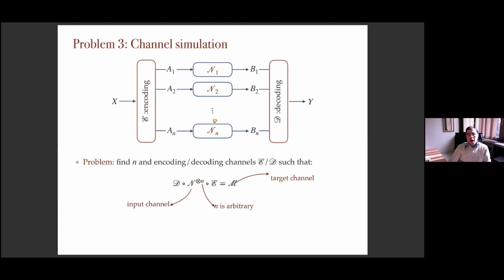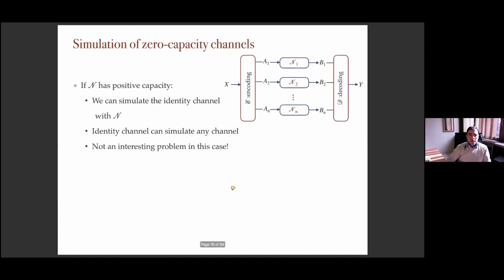Again, I have the same sort of phenomenon. I'm assuming that n, the little n, the number of noisy channels, is arbitrary. They can choose as many copies as they want, but their goal is to generate only a single copy of the target channel. So m and n are fixed. And the question is, can I choose n, e, and d such that this equality holds? That's this version of the channel simulation problem.